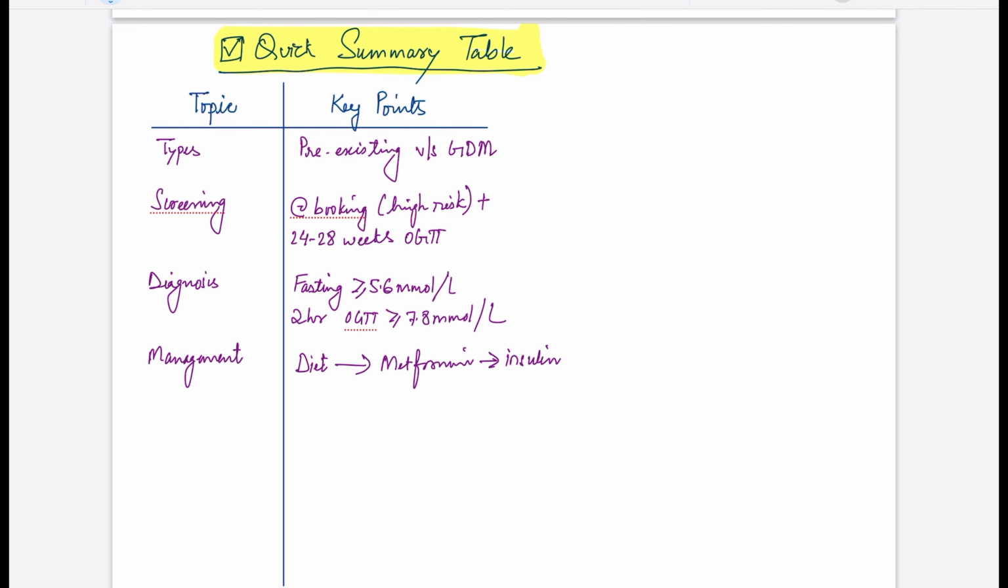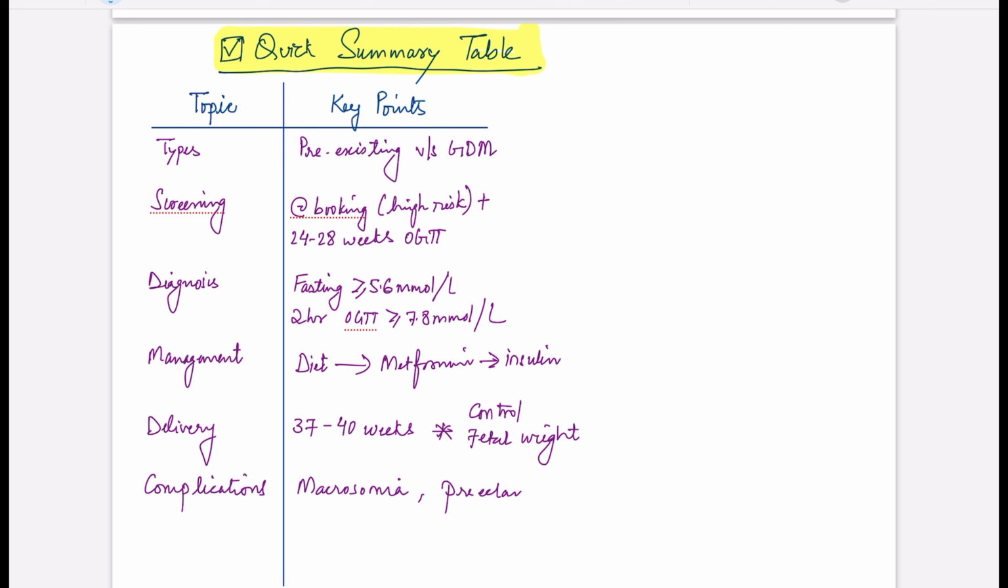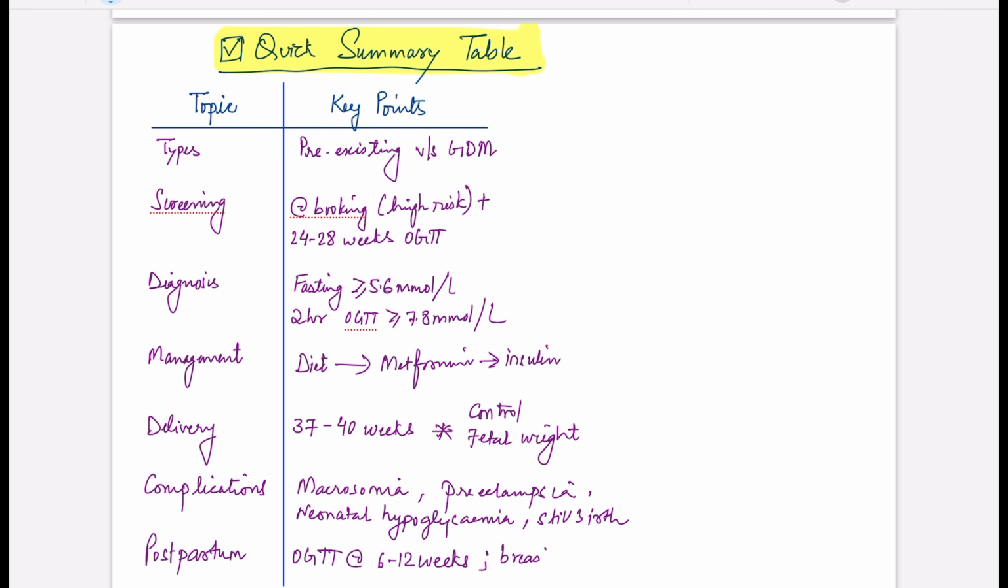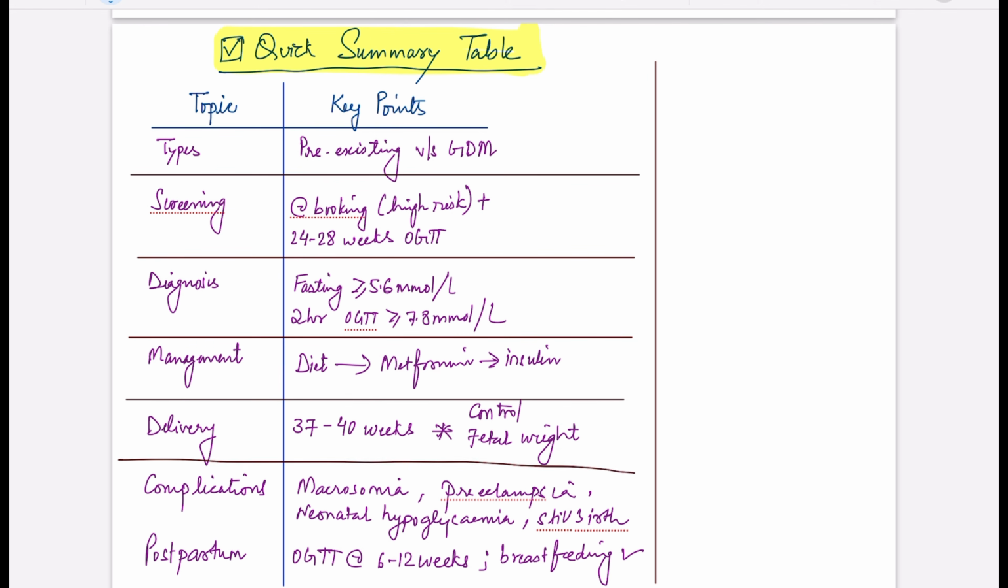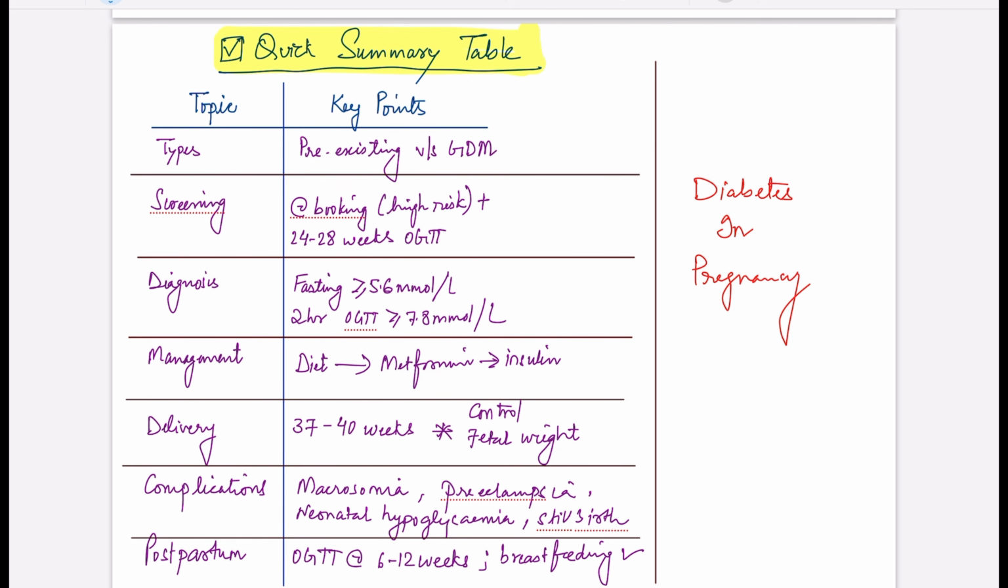For management, there are 3 tiers: diet, metformin, insulin. You can start insulin if it is required. Delivery should be planned around 37 to 40 weeks, depending upon the control and fetal weight. Complications, remember, macrosomia, preeclampsia, most importantly neonatal hypoglycemia, stillbirth, and postpartum. Get an OGTT and check HbA1c, continue breastfeeding, and rule out type 2 diabetes mellitus. So with this, we've come to the end in diabetes in pregnancy.